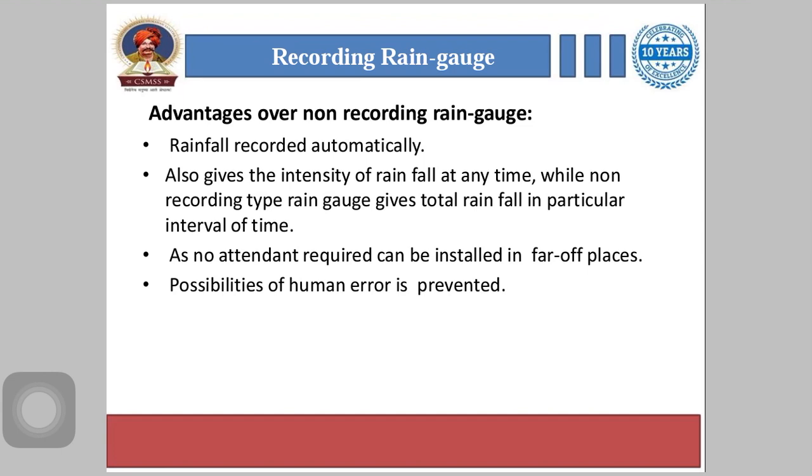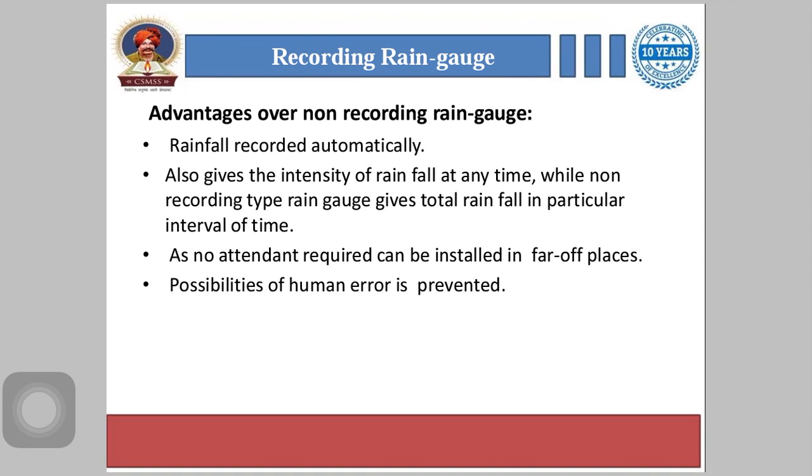So, the rainfall is recorded automatically in this case. The recording rain gauge also gives the intensity of rainfall at any time, while the non-recording type rain gauge gives the total rainfall in a particular interval of time. So, this is the difference between the recording and non-recording rain gauge.